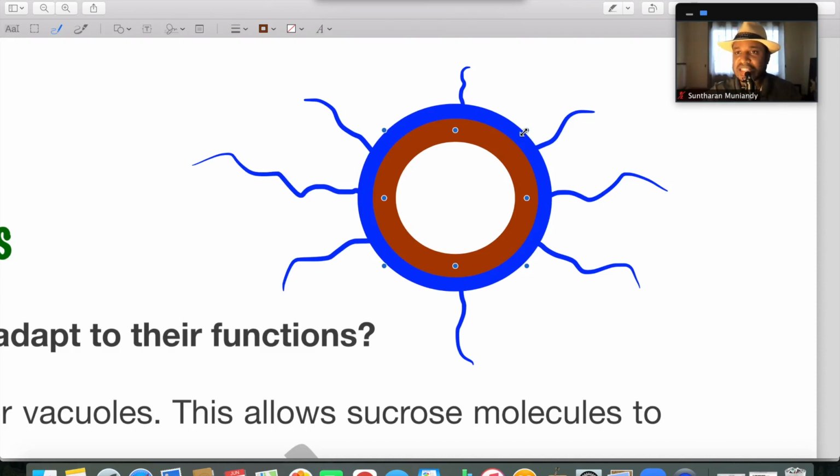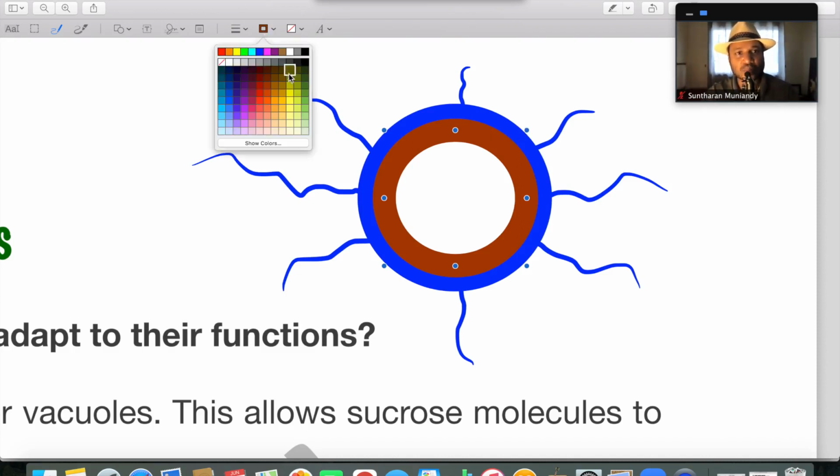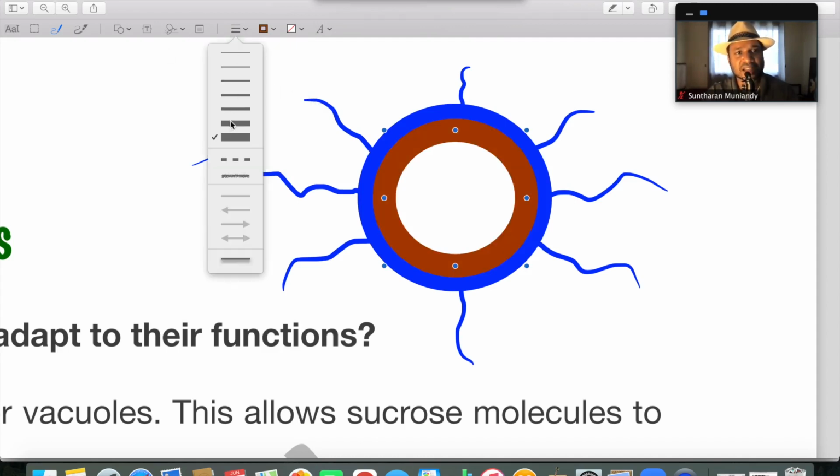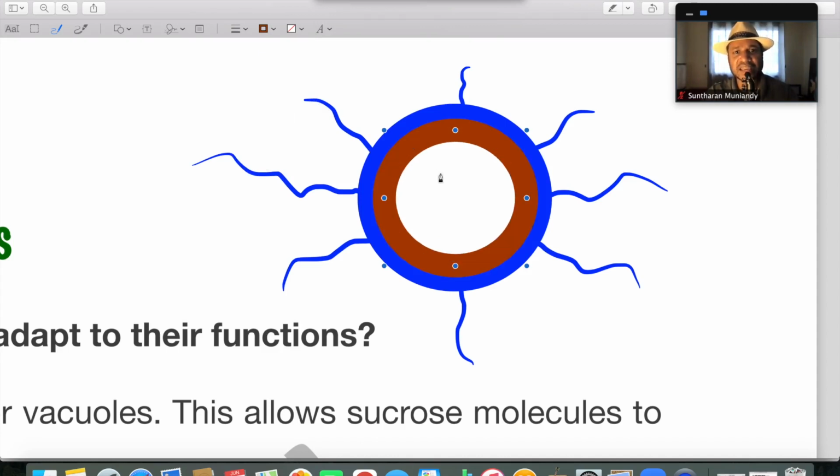So the blue color is epidermal. Then after that you have the cortex, and after the cortex, what do we have? We have another layer. Let me give another color for this. This layer is known as the endodermis. The green color is endodermis.